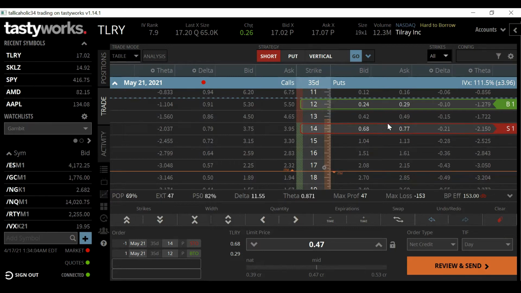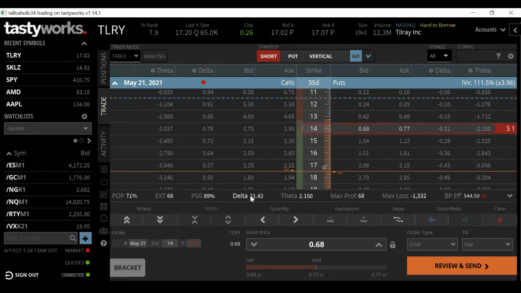So what happens here when we remove this long leg? Now, the long leg is protecting us because our max loss is only 153, okay? Now, what happens when we do remove this long leg? Well, probability of profit just went up. Delta drastically went up as well. Theta's up too. More credit received, so 68. And hold up, wait a minute. Max loss, $1,332. Now, how does that work?